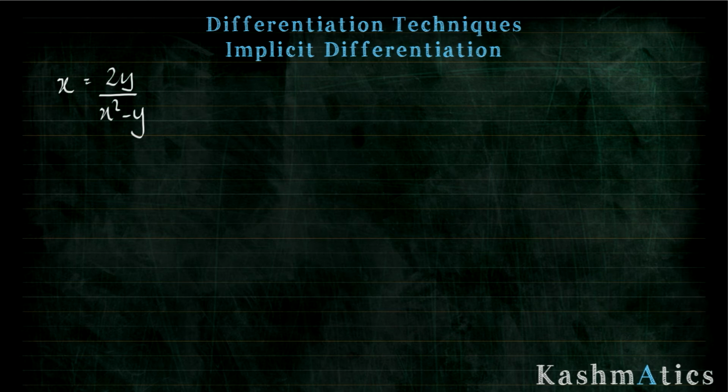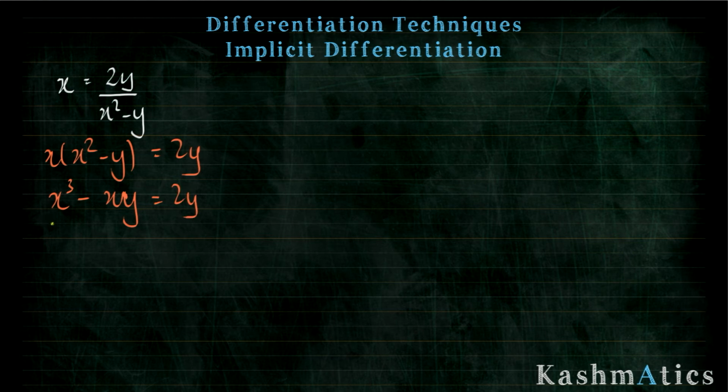Now in this next example, you might be tempted to use the quotient rule because you see a division on the right hand side, but you don't actually need to. What you can do instead is multiply by that denominator to get rid of it. So you've got x squared minus y equals 2y, and let's expand this, and you get x to the power 3, take away xy equals 2y.